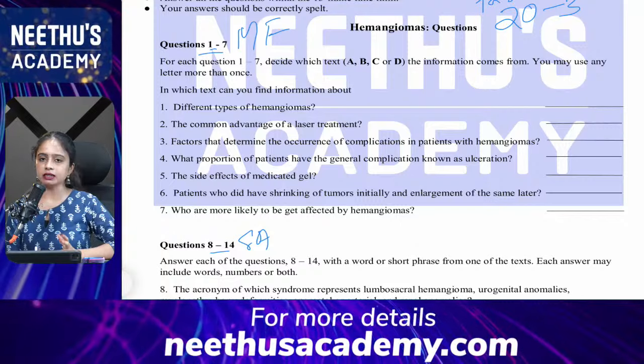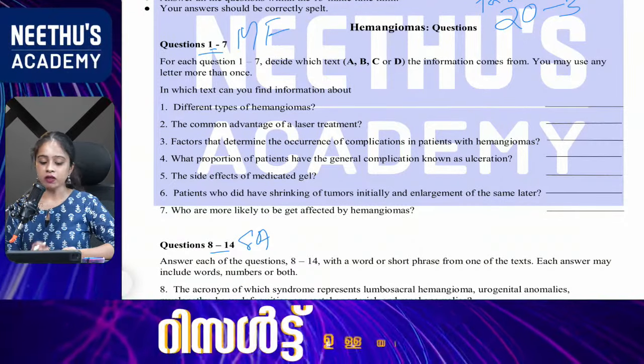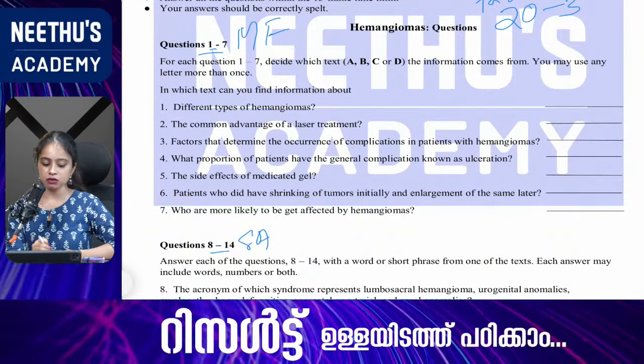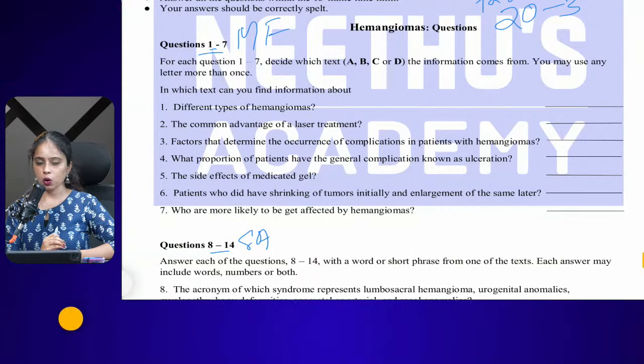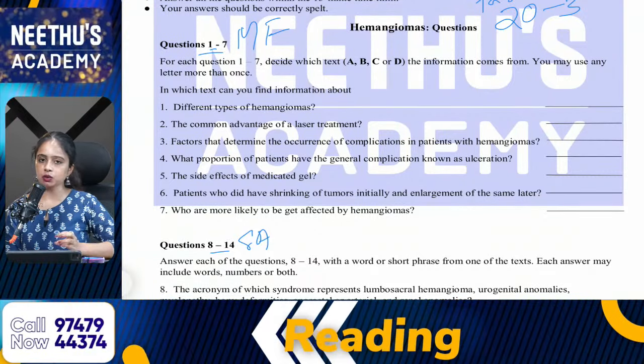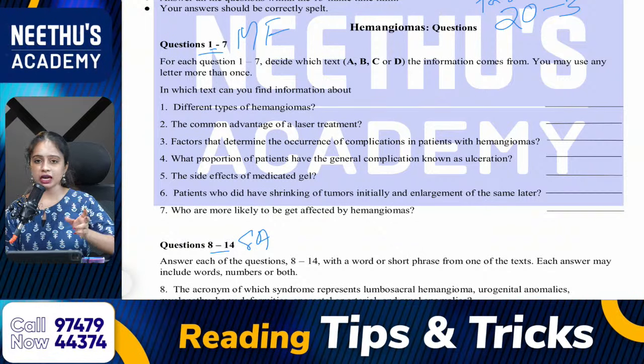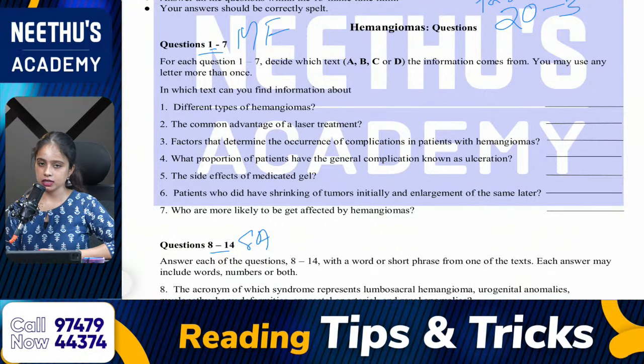Okay, definitely there is a chance that they will make a mistake. They will write the answer to the question for 1 to 7. Okay, we don't need the answers here. Actually, what we need is from which text you can locate the particular answer.